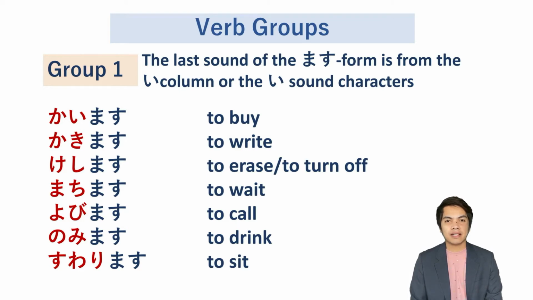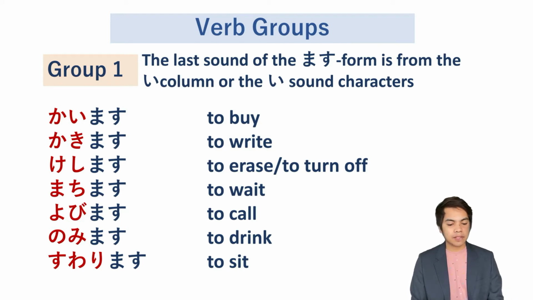So before anything else, let's discuss the verb groups. In the Japanese language, verbs are divided into 3 groups. For the first group, or group 1, the last sound of the masu form is from the I column, or the I sound characters. If we remove the masu, the last characters have I sounds.